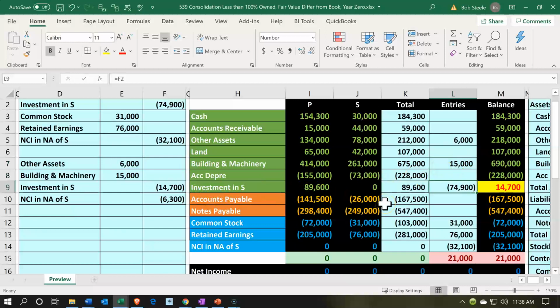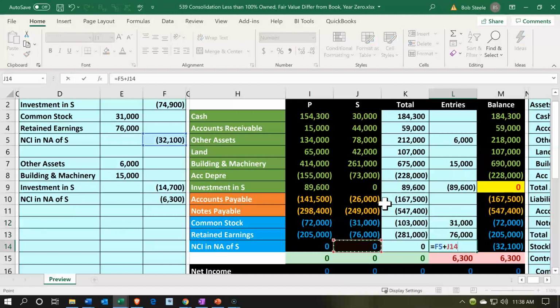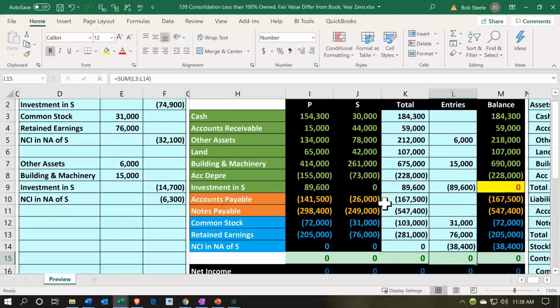Then we have the investment in S. So the investment in S, that bright yellow and red one that we made, I'm going to say F2 plus F2 because there's something in it. Go over to that 14.7, and that looks like the same number. It's going to bring it down to 0. That's good. That's what we want to see happening. I'm going to go down to the non-controlling interest in the net assets of S. And I'm going to say F2 plus F2. We're going to be picking up the 6,300. 6,300. There we have it.